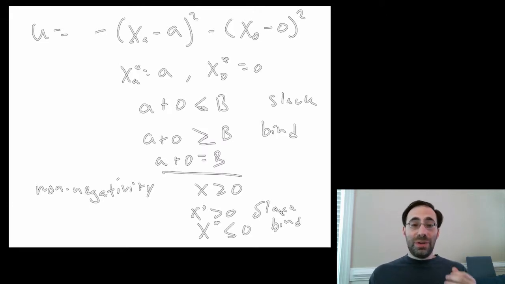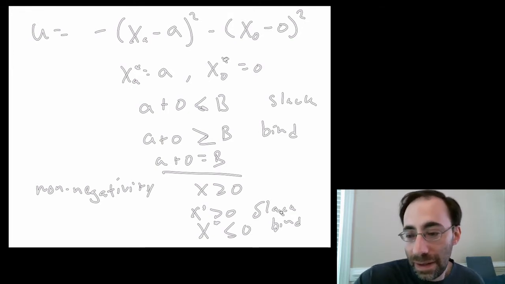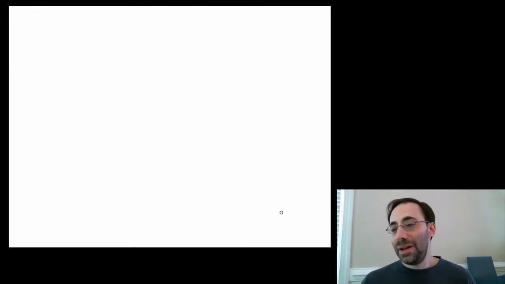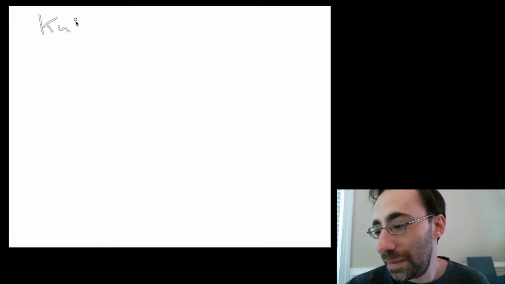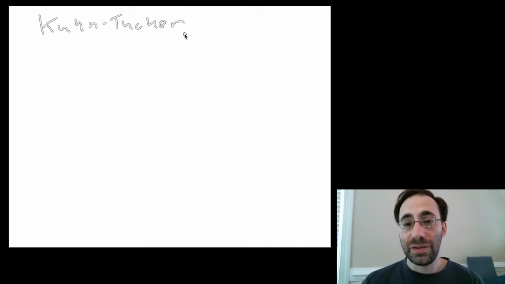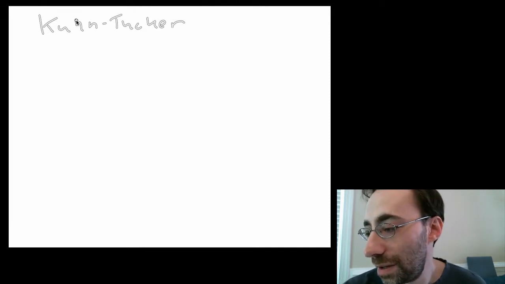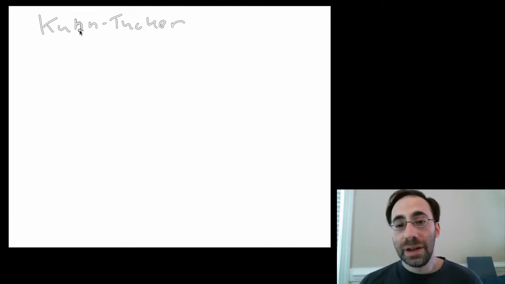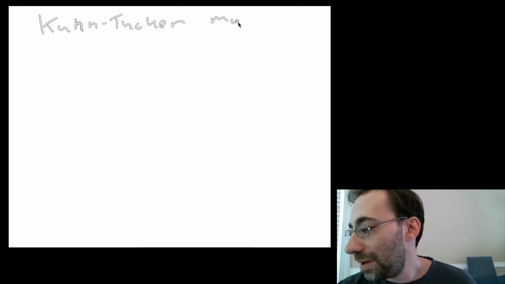Now, what we're going to do to make use of this is basically take a variant of the Lagrange setup. And this whole setup is named after Kuhn-Tucker. There are sort of three things. There's an H over here. There are Kuhn-Tucker multipliers.